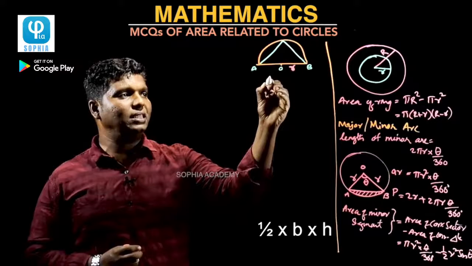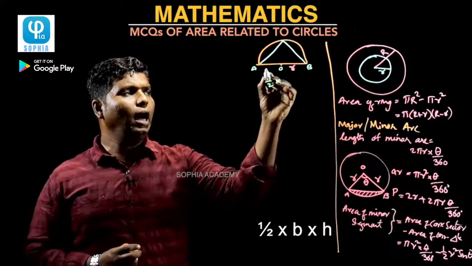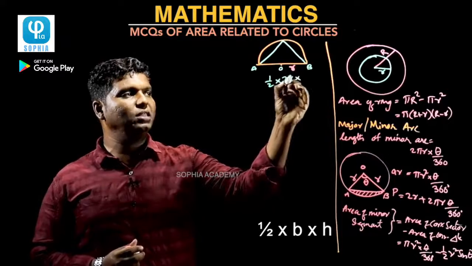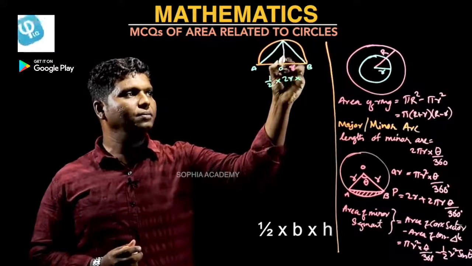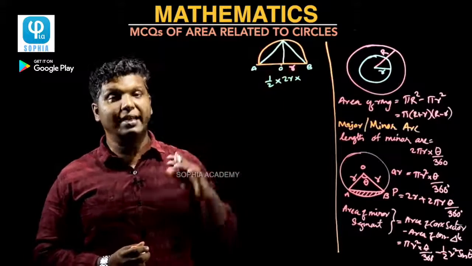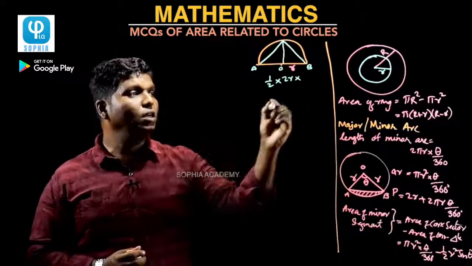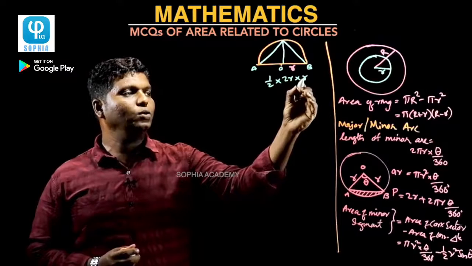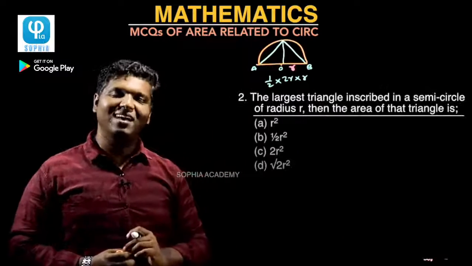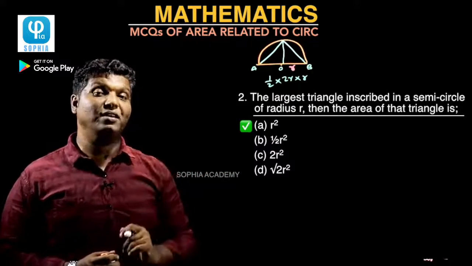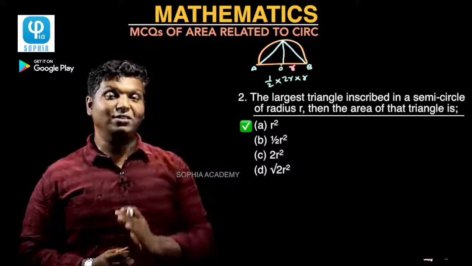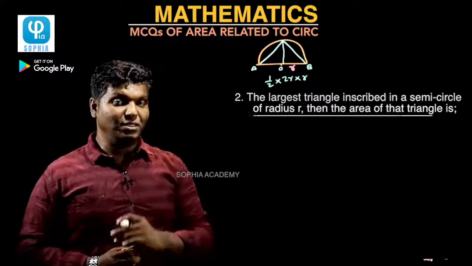So half into base into height. Half into what is the base? It is AB. The total length of AB is 2r. Half into base into height means this is the height. Actually, this is also the radius, right? That will be also the same radius. So we can consider it as r itself. 2 and 2 will cancel. R into r is r square. So the answer is r square. So like this, you can find it. So that's it. And that's the answer of the question. Answer is r square. Now, next question.